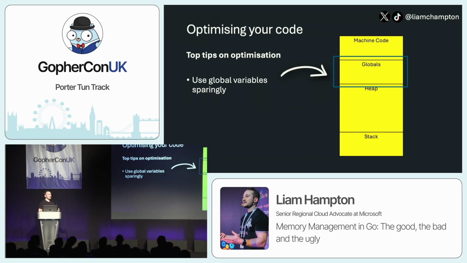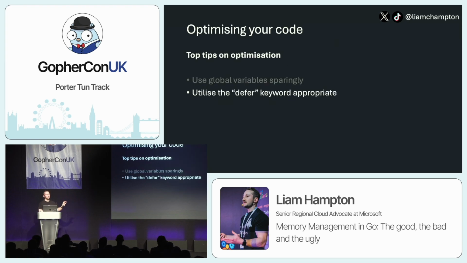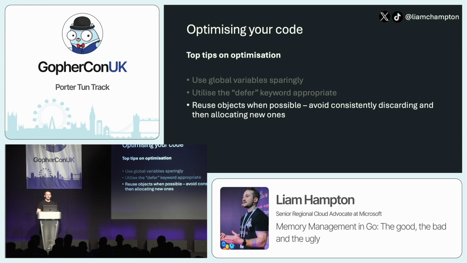Some top tips for optimizing your code. Avoid using global variables when possible, or where you really don't need to, because they are the permanent squatters in your memory, and they sit in the global chunk. Use the defer keyword appropriately. Always close your connections. Make sure you're closing them. Get them right. And then always reuse your objects when possible to avoid reallocations, because ultimately that's just going to create a lot of churn in your code.